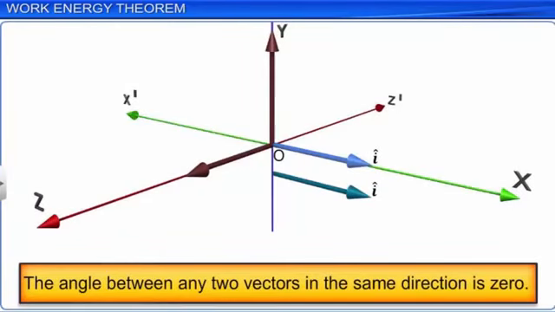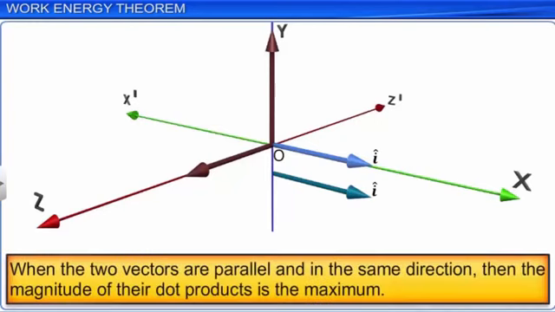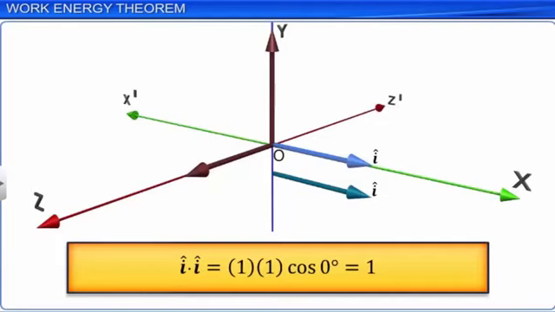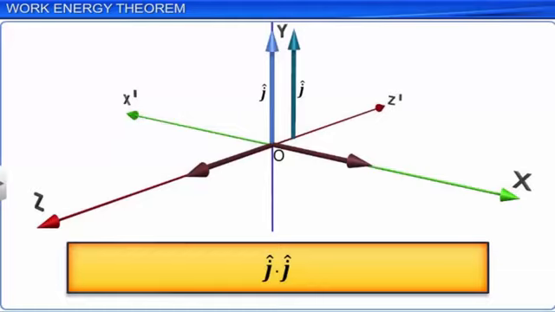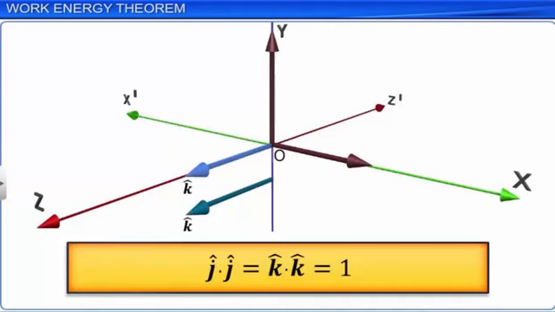The angle between any two vectors in the same direction is 0. Thus, when the two vectors are parallel and in the same direction, then the magnitude of their dot product is maximum, as cos 0 degrees is equal to 1. Thus, we get i dot i equals 1, as shown. Similarly, we get j dot j and k dot k equal to 1, as shown.